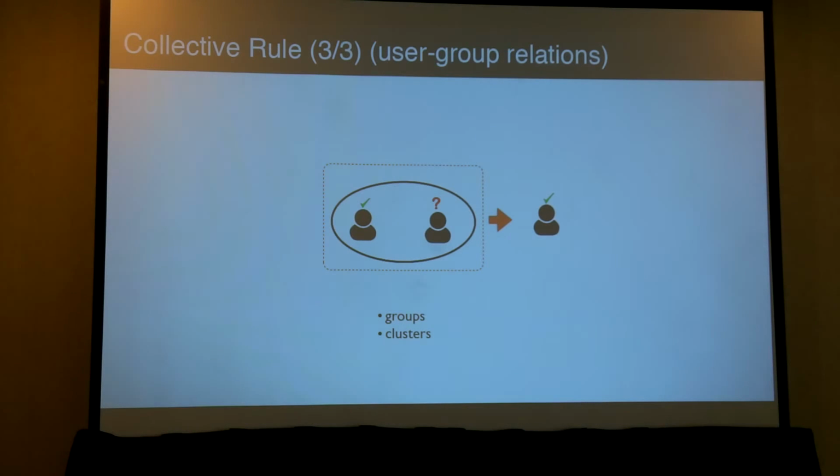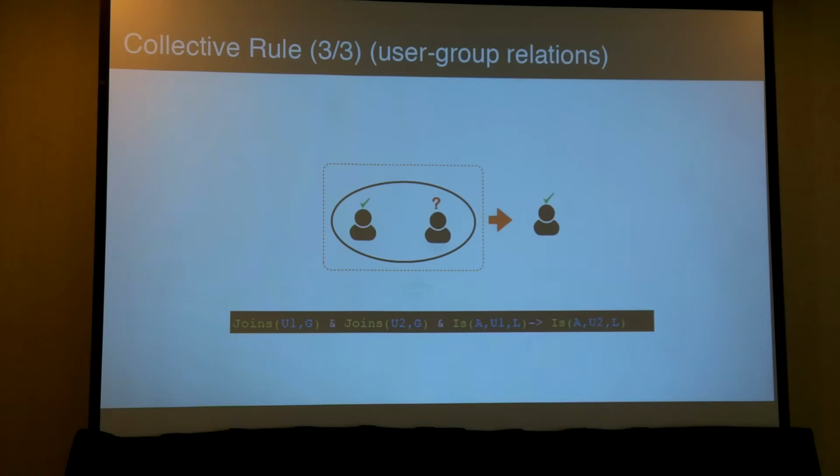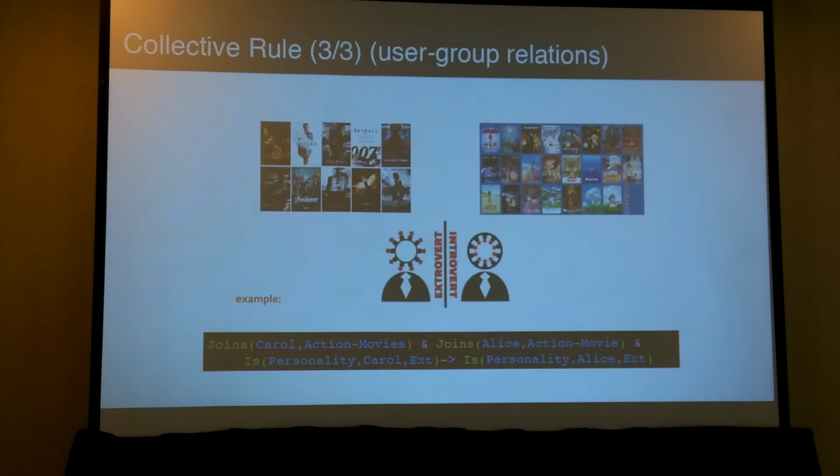The other type of relation is groups or clusters. It's very similar to items, but you can use different techniques for clustering users, or you can use this kind of relation that you have in your data as a way of defining these models. For example, if two users join the same group, we assume they should have the same labels. Here, Carol and Alice both join a group about action movies, and we know that Carol is an extrovert, so Alice could be an extrovert user as well.